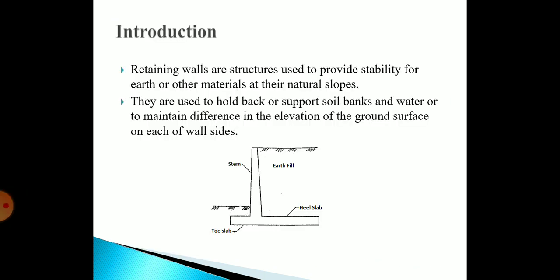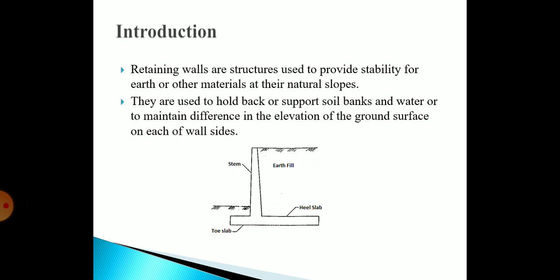Now what is a retaining wall? Retaining walls are structures which are used to provide stability to earth or other material at their natural slopes. It is used to retain anything, it may be soil, it may be water. They are also used for maintaining different levels of backfill.